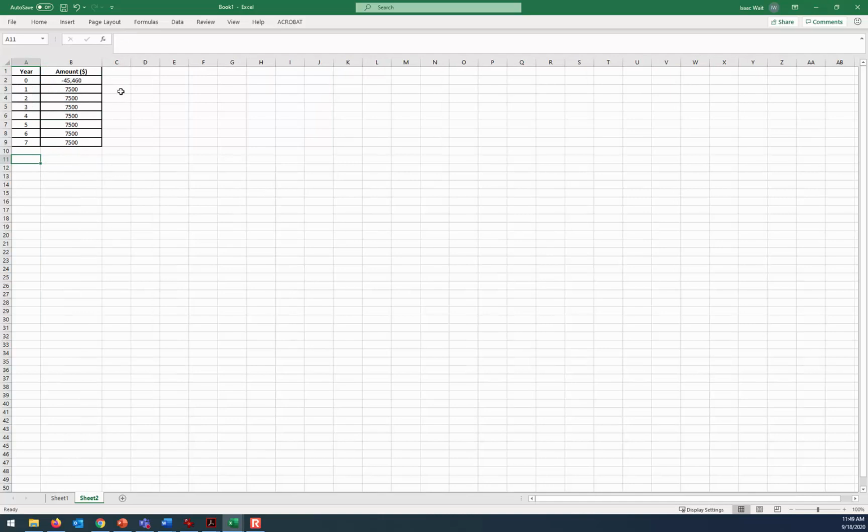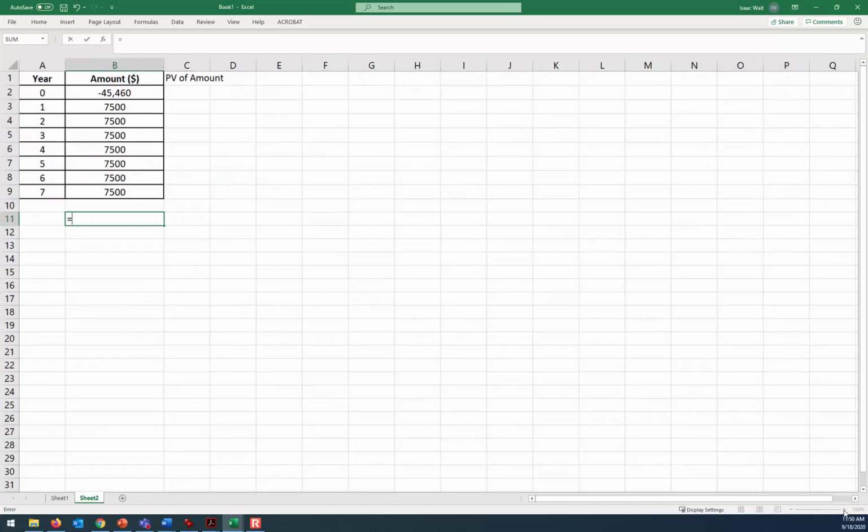Well, we could do the PV of amount method, and then we add it up, and then we would try and find out what's the interest rate that makes the inflows and the outflows equal. That's one way to solve for the interest rate. Another is with the RATE function.